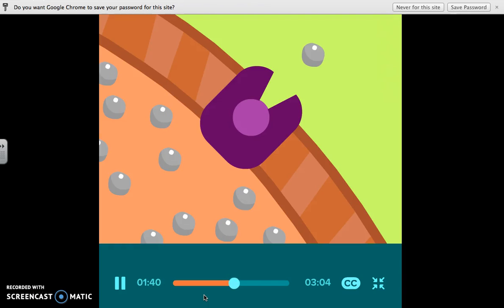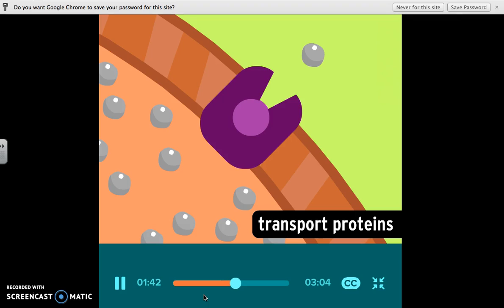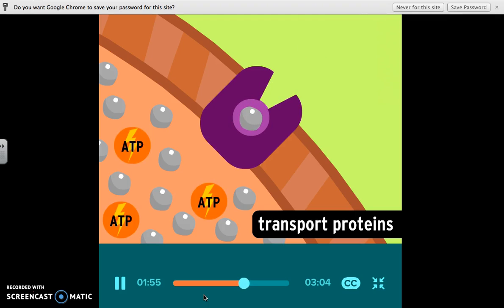To do this, cells use transport proteins, complex molecules lodged in the membrane. The transport protein binds with the needed substance, then changes its shape to move the substance inside the membrane, where it's released. In order to work, transport proteins need ATP, the main source of cell energy.